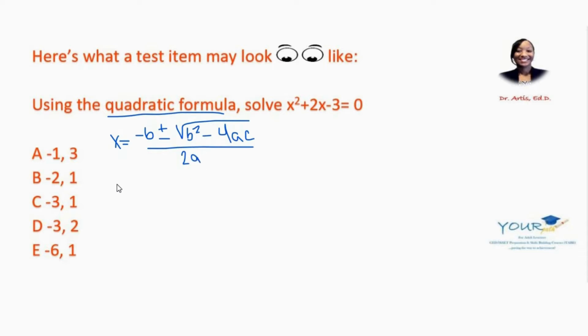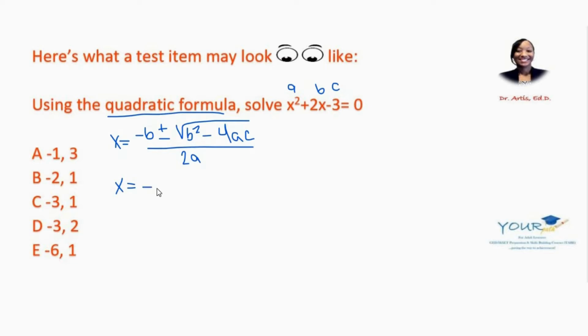So now once you are familiar with your formula, you're going to take your values and insert them into your formula. So for A we have 1 because the coefficient will be 1. For B we're going to have a +2, and for C we're going to have a -3. So now all we have to do is insert those values into our formula.